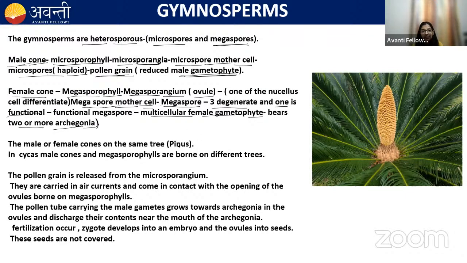One more important point: Pinus is a monoecious plant. It is bisexual. The male and female cones are present on the same plant. Cycas is a dioecious plant, or unisexual. The male cones are present on a separate plant body, and the megasporophylls are also present on a separate plant body, on different trees. Okay. So Cycas is unisexual or dioecious. Pinus is bisexual and monoecious.